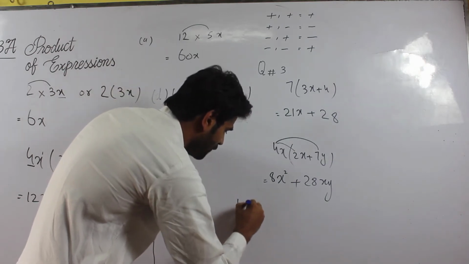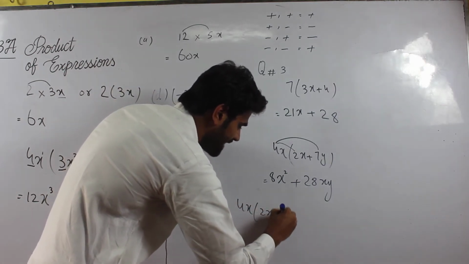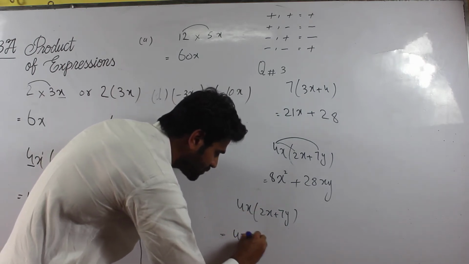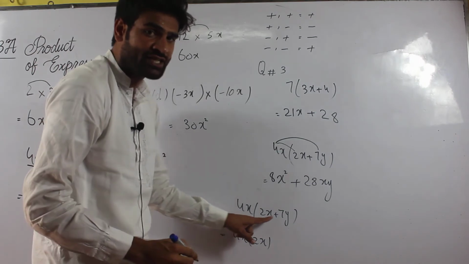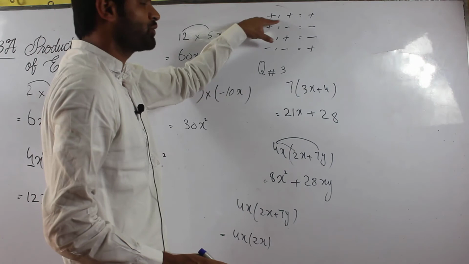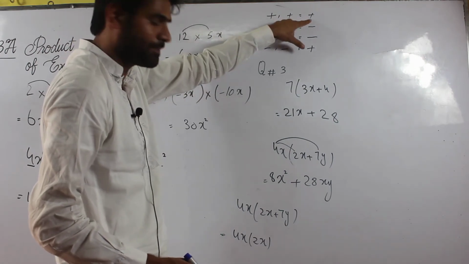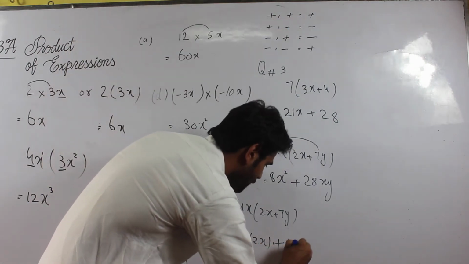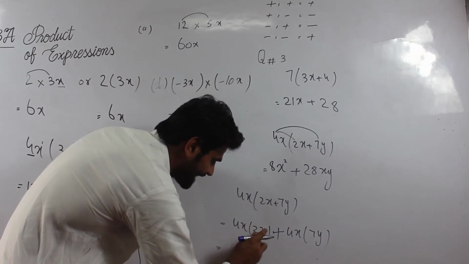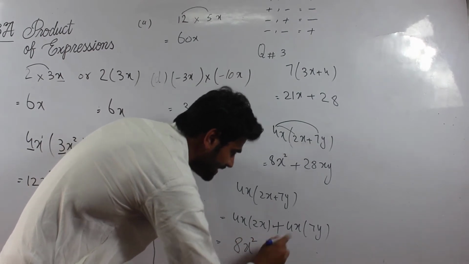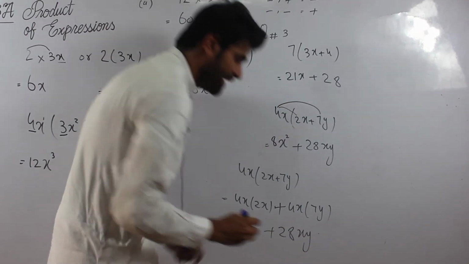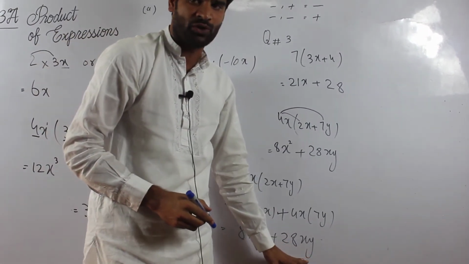Just look again, 4x into 2x plus 7y. So we write as it is, plus plus plus, 4x into 2x. First we multiply 4x by the first number, its sign is plus and also plus. When we multiply two same signs, plus with plus, we get positive sign, then plus, then 4x into 7y. 4 2s are 8 and x multiplied with x, x squared. 4 7s are 28 and x multiplied with y. The variables x and y remain the same, we write both.